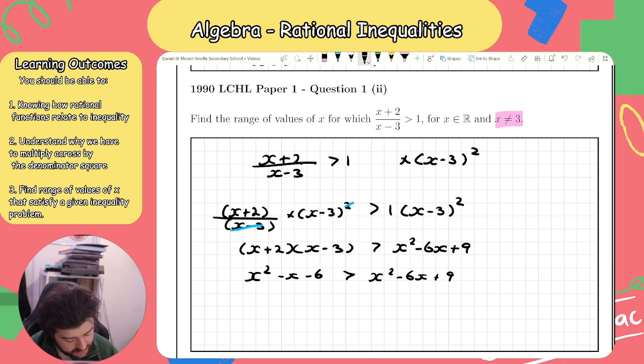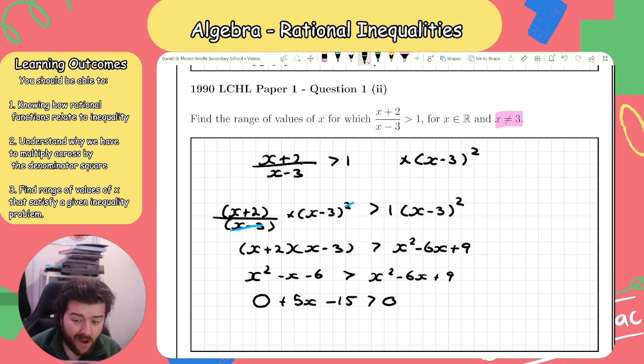Ooh, very interesting. So this one actually doesn't work out to be a quadratic. It's actually going to be a linear inequality. So bring everything over to one side. It doesn't really matter what side I bring things over. I'm going to bring everything over to the left. So x squared minus x squared is going to be 0. Minus x plus 6x is going to be plus 5x. And then minus 6 minus 9 is minus 15, is greater than 0.